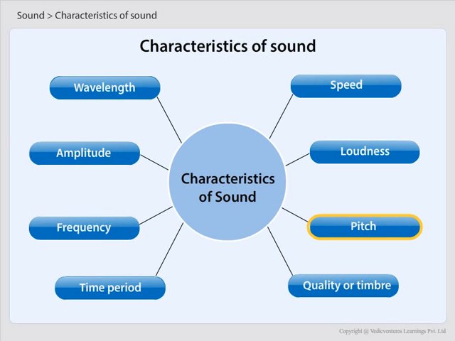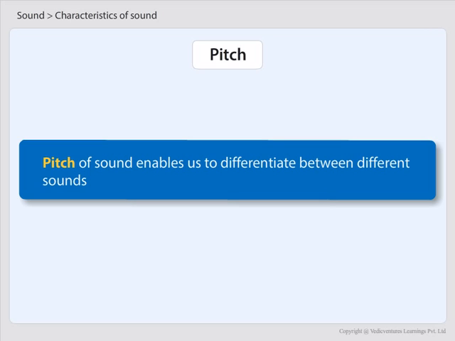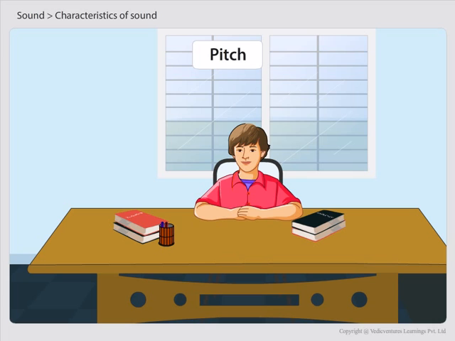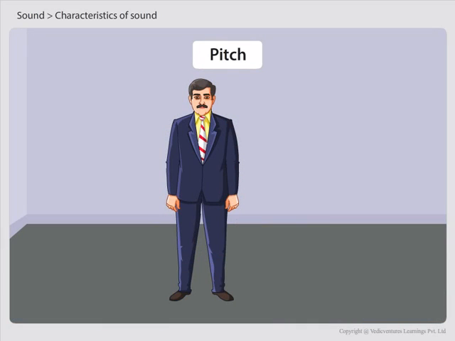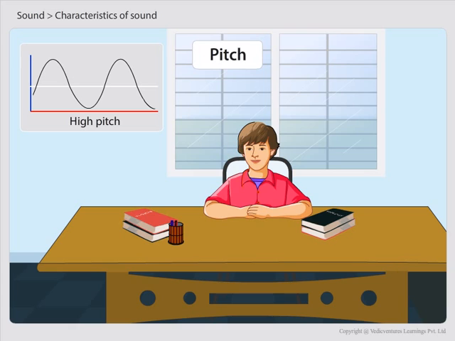Pitch. Pitch of sound enables us to differentiate between different sounds. Listen to the sound of a child. Hello. Then listen to the sound of a man. Hello. You will be able to distinguish between the sounds without seeing them. How is this possible? This is because the sound of the child is of higher pitch than the sound of a man. So, we are able to distinguish between them.